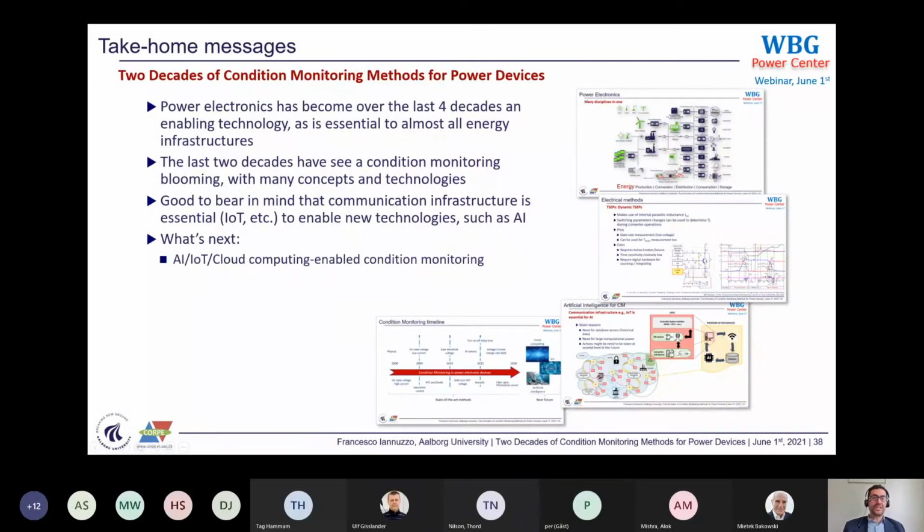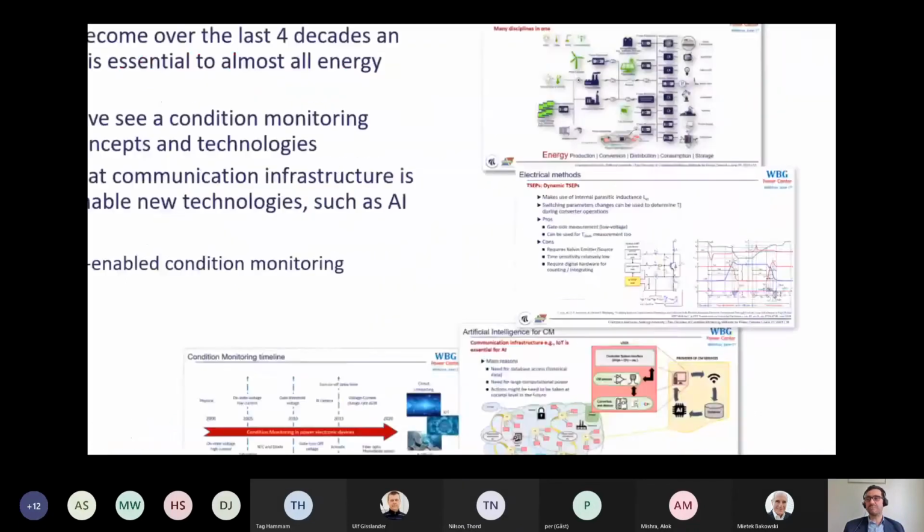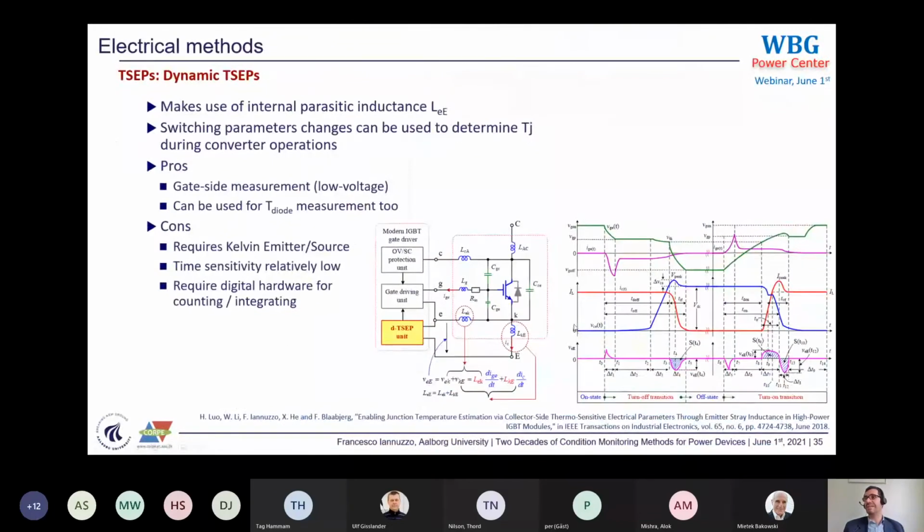The last 2 decades have shown a condition monitoring blooming, basically, with many concepts and technologies. I've been showing you some. The last one was about dynamic TSEPs, temperature sensitive electrical parameters, but there are so many you can find over the literature.